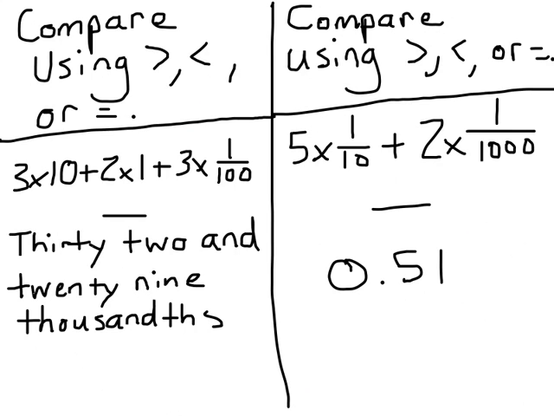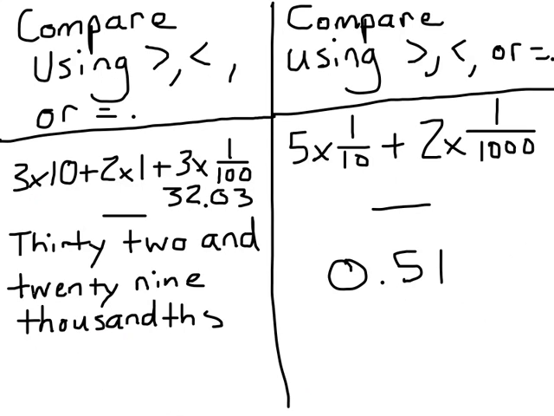Last do now questions. Let's compare some decimals. Let's start with the first example. Compare 3 times 10 plus 2 times 1 plus 3 times 1 over 100 to 32 and 29 thousandths. First, let's write these numbers in standard form. How do I write 3 times 10 plus 2 times 1 plus 3 times 1 over 100 in standard form? Well, 3 is in the tens place, 2 is in the ones place, and 3 is in the hundredths place.